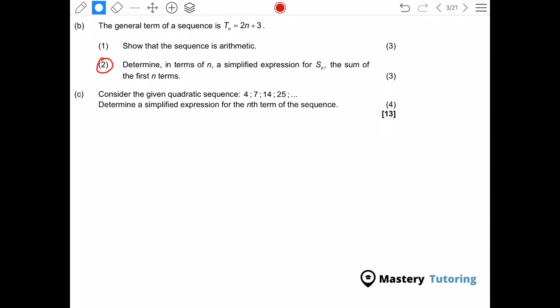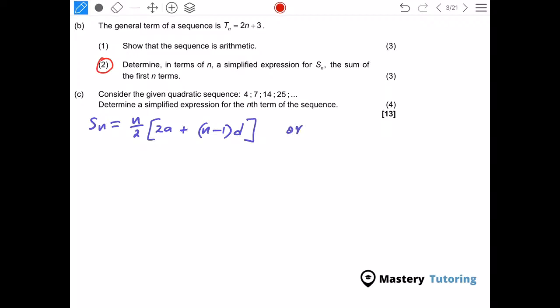This one says determine, in terms of n, a simplified expression for Sn, the sum of the first n terms. So we're looking for Sn. Because we know this is arithmetic, we have two formulas to choose from. The first one, the most commonly used, is Sn equals n over 2 times 2a plus n minus 1 times d.